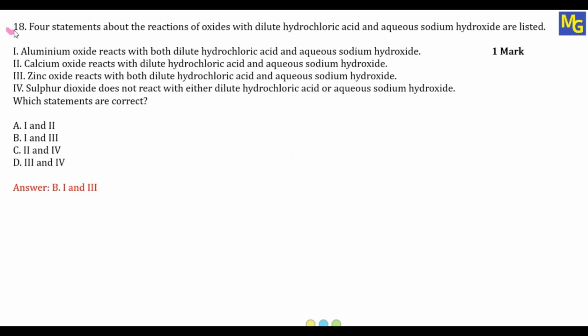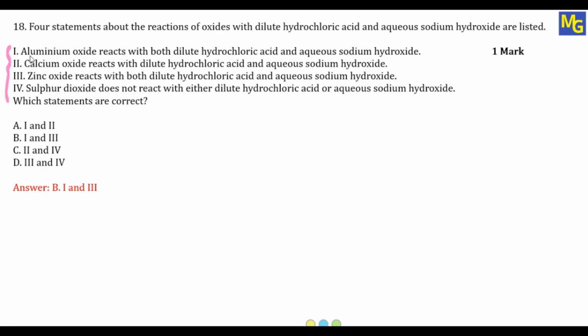So now question number 18, again a multiple choice question which is going to carry 1 mark. Four statements about the reaction of oxides with dilute hydrochloric acid and aqueous sodium hydroxide are listed. Hydrochloric acid is an acid, aqueous sodium hydroxide is a base. So we are going to react oxides with acid and base, and here we have four statements.